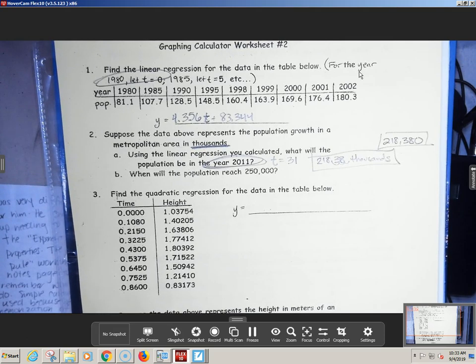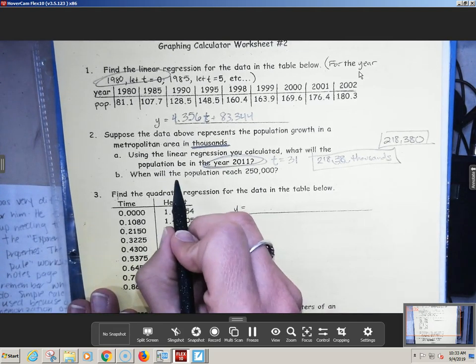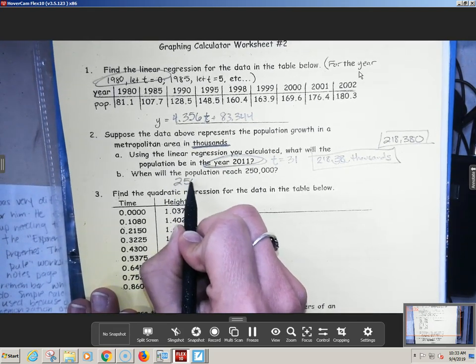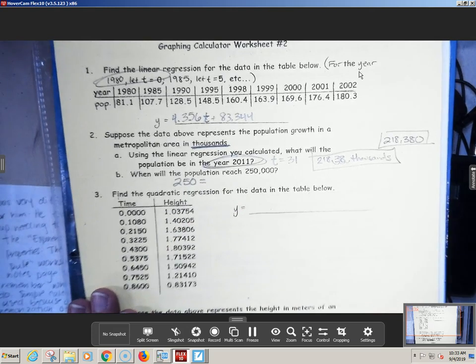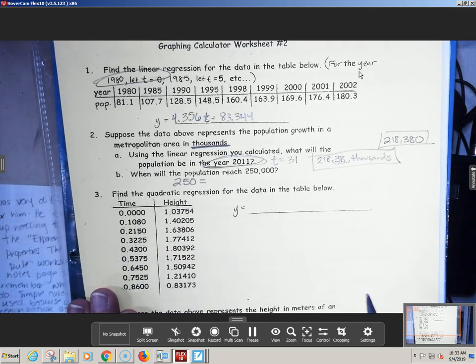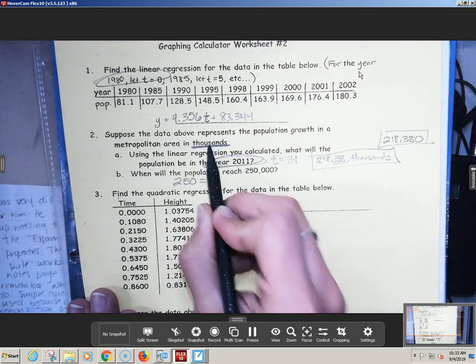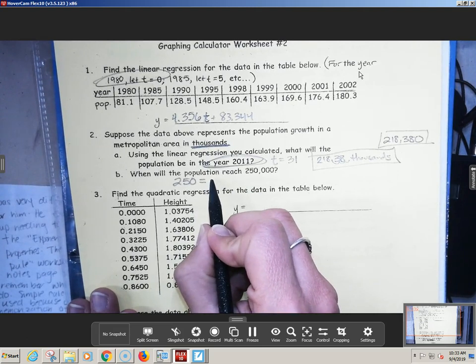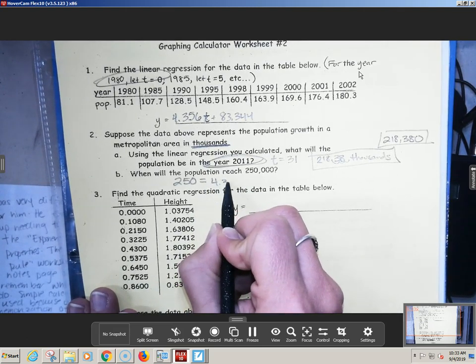Then you have to plug in the Y. I actually have to solve it by hand? Well, that's annoying. Now wait. Why am I only doing 250 instead of 250,000? It's not by the thousands. Because the whole function is built on thousands. And I could set it equal to my function, the 4.356.